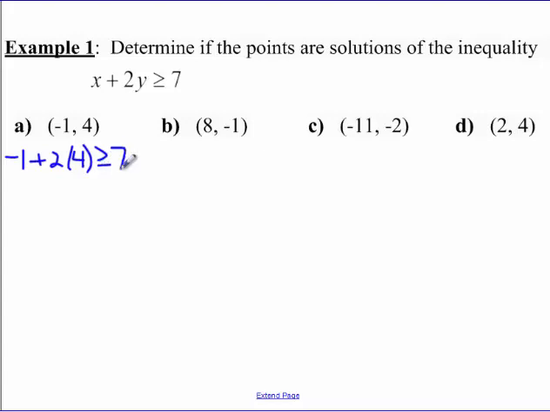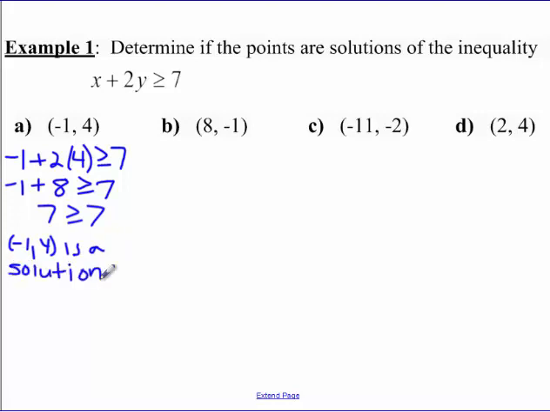And then you evaluate the left-hand side. Make sure you show your work. -1 plus 2 times 4 is 8, greater than or equal to 7. -1 plus 8 is 7, greater than or equal to 7. So 7 is greater than or equal to 7, the point (-1, 4) does satisfy the inequality. So (-1, 4) is a solution.